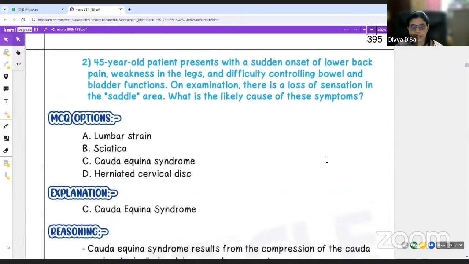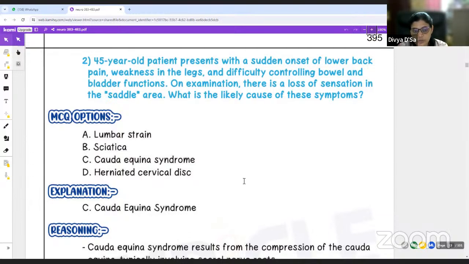Next case, a 45-year-old patient presented with a sudden onset of lower back pain, weakness in the legs, and difficulty controlling bowel and bladder functions. Okay, this is a very important fact. On examination, there is loss of sensation in the saddle area. What is the likely cause of these symptoms? Okay, so lumbar strain, sciatica, cauda equina syndrome, and herniated cervical disc. So which one is the answer?